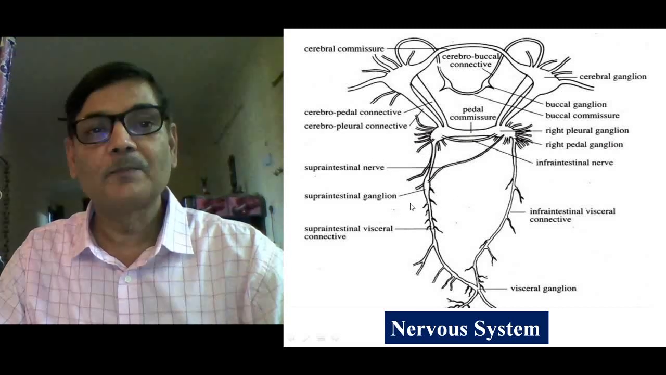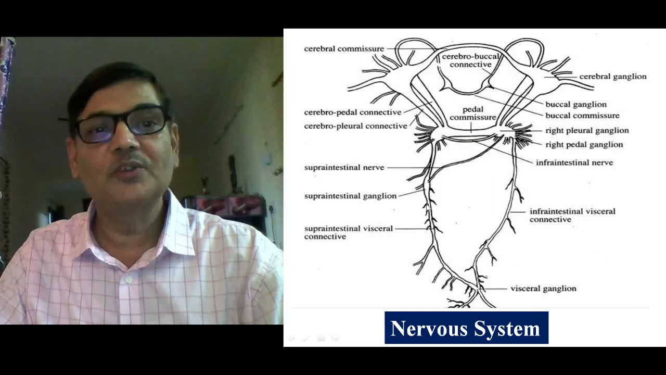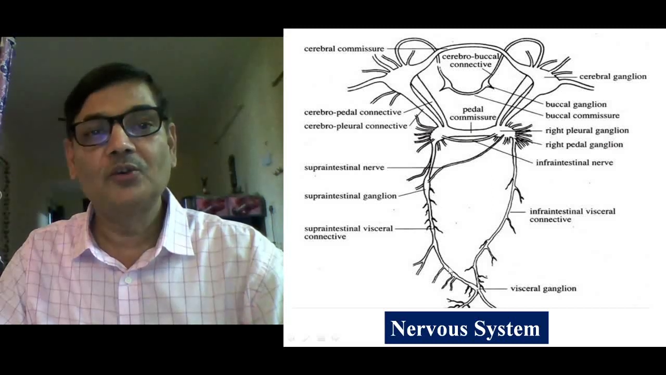Then on the left side itself, you see here a nerve going from this supraintestinal ganglion to the visceral ganglia. A pair of ganglia called the visceral ganglia are situated in the posterior-most region, and these are quite small in size. So this nerve, which is connecting the left supraintestinal ganglion with the visceral, is referred to as the supraintestinal visceral connective, because these are two ganglia being connected by a nerve.